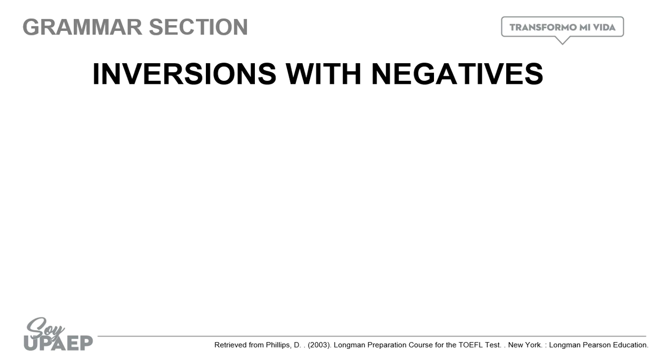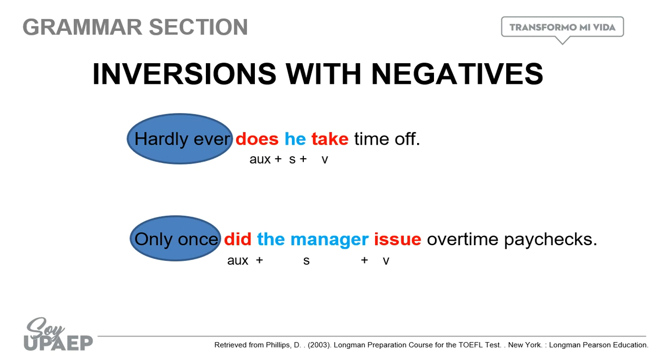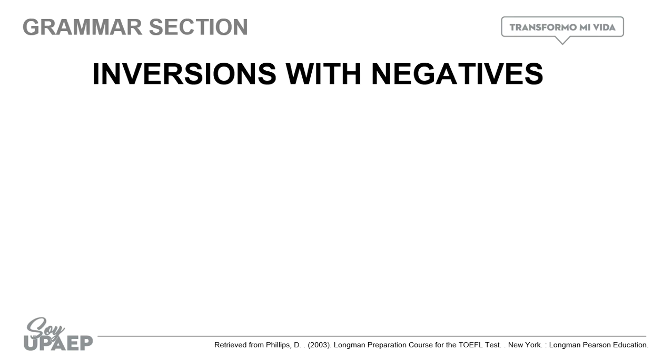Now, look at these two sentences. Hardly ever does he take time off. Only once did the manager issue overtime paychecks. If you notice, the sentences start with almost negative words, hardly ever and only once. So, remember, when you start a sentence with a negative or an almost negative word, an inversion is necessary, just as it happens in the two sentences. We have an auxiliary, so the inversion needs to be auxiliary, subject, and verb. Okay? Hardly ever does he take time off, and only once did the manager issue overtime paychecks.